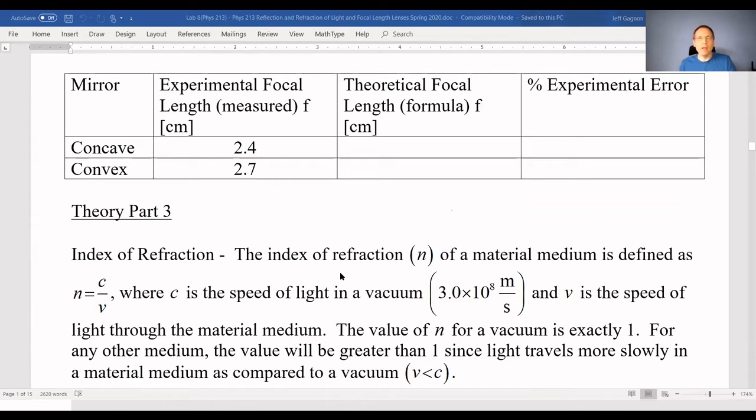All right, then the next part. So that was reflection, right? Plane mirror reflection and concave convex, the curved mirror reflection. Now we're going to talk about refraction.